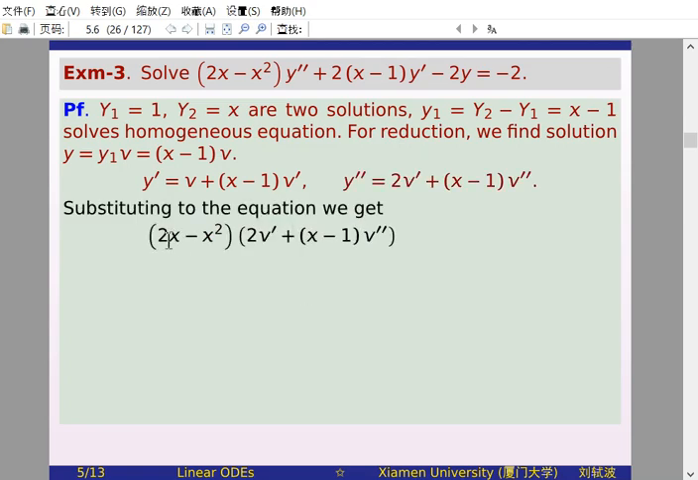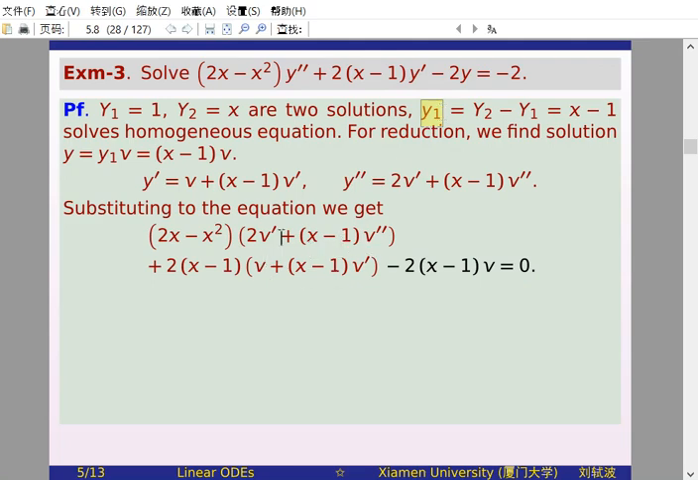So this is 2x minus x squared, the coefficient of y double prime. Now this is our y double prime. Okay, and then the first order term, 2x minus 1, is the coefficient of y prime. So this is y prime. Finally, minus 2y is 0 because we are considering the homogeneous equation. We want to find two solutions for the homogeneous equation. We already have a small y1. We need to find another one.